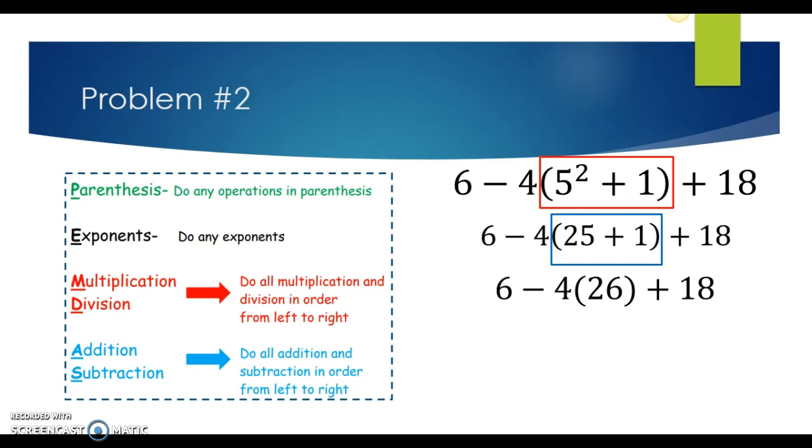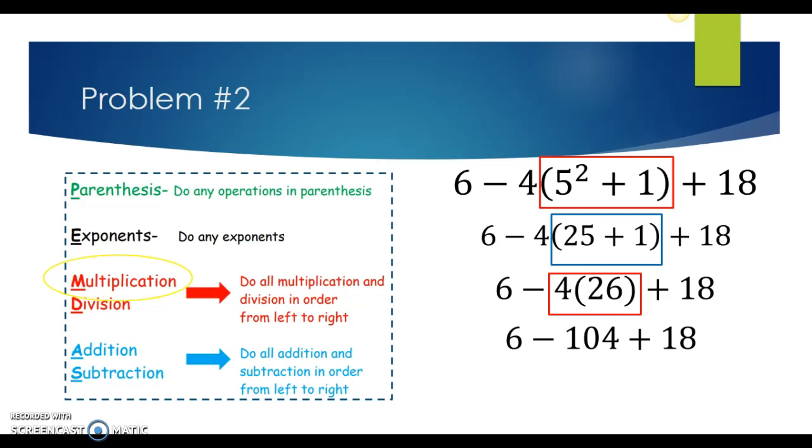I have subtraction because I see 6 minus 4, but then I have times 26, which is multiplication, and then I have plus 18. So I have operations of subtraction, multiplication, and addition here. I should perform the operation of multiplication next. 4 times 26 is 104. So my next step is 6 minus 104 plus 18.